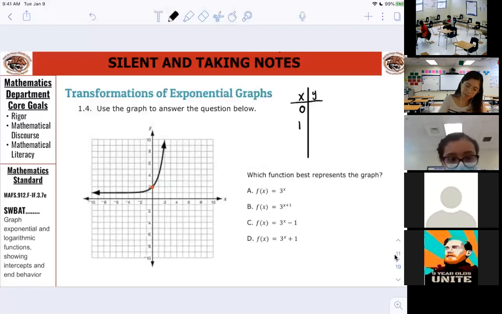Okay, I'm going to fill in some information. What is my y-intercept? 2. So close, it's 0, comma 2. Y is also 2. And then I have 1, comma 4. Can anyone tell what's happening at the 2?